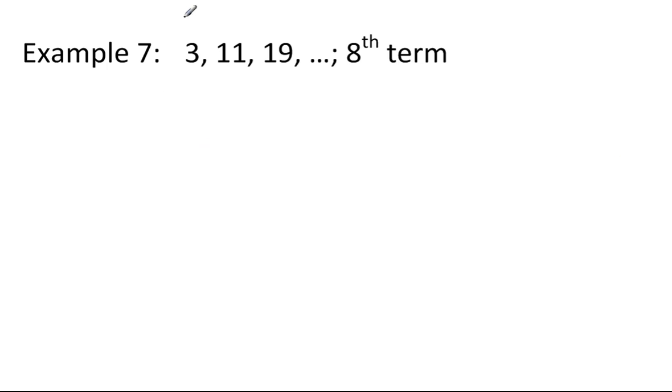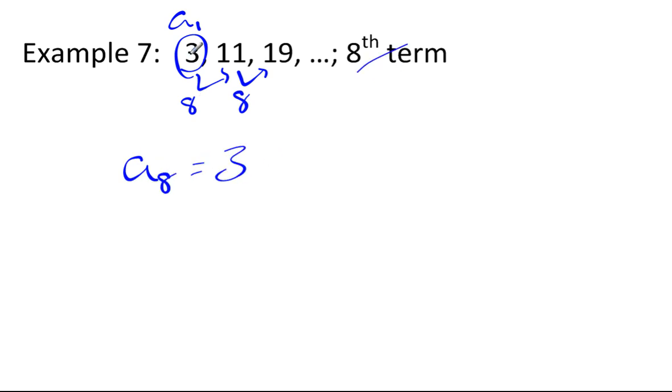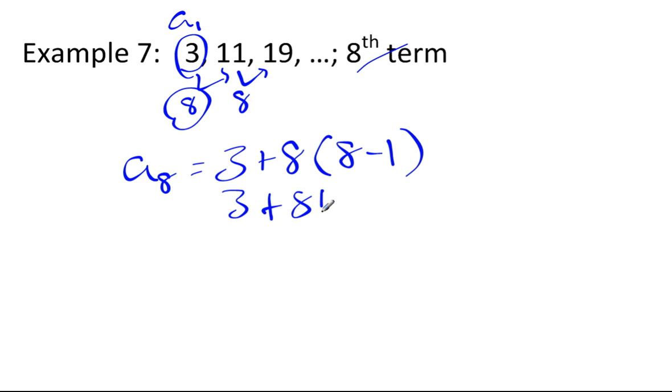Alright, here, remember that's a sub 1 right there at the beginning. What are we going up by? We can sit here and count. That's going up by, what are we doing, 8? Yep. So, a sub 8 for the 8th term is going to be, first thing, 3, plus 8 times 8 from here, minus 1. 3 plus 8 times 7.